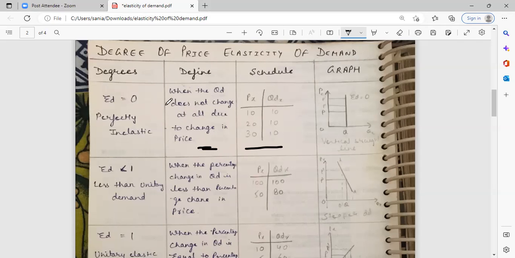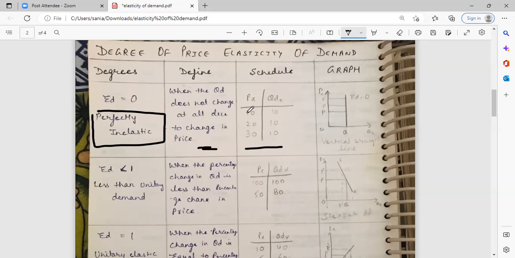Right. So when your ED, elasticity of demand, is zero, that means you are perfectly inelastic. That means your demand is not changing. Elastic means you are changing. But when it is zero, you are not changing anything. That is known as perfectly inelastic. So what is this, ma'am? When your QD does not change at all due to change in price, it's known as perfectly inelastic.